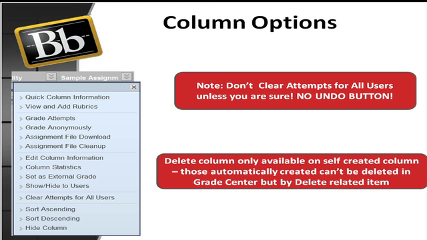Also, notice that there is no delete column. This is only available under those that you've created yourself. So those automatically created in Blackboard can't be deleted in the Grade Center. You must actually go in and delete that related item. So if it's an assignment that you're no longer using in your course, you can't delete the Grade Center column. You need to actually go into the assignment and delete it. Or you could hide the column if you'd like, but remember that if you're having it calculate to the total, you'll need to make sure that's not being used.